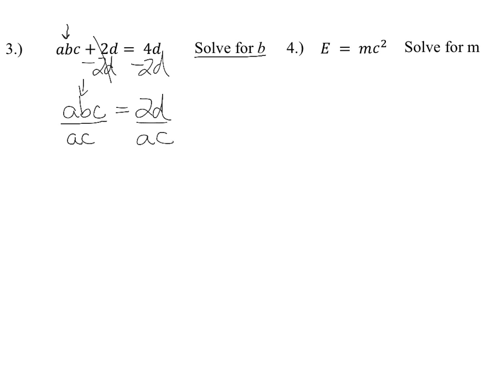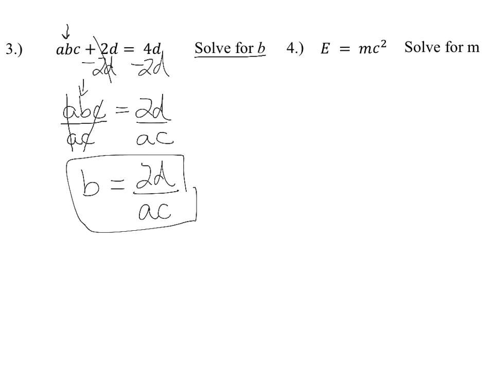And what that does is over here, a divided by a is 1, c divided by c is 1. So we're left now with just the b. And so what we get is b equals 2d over a, c. And that's your answer. Let's take a look at number 4.